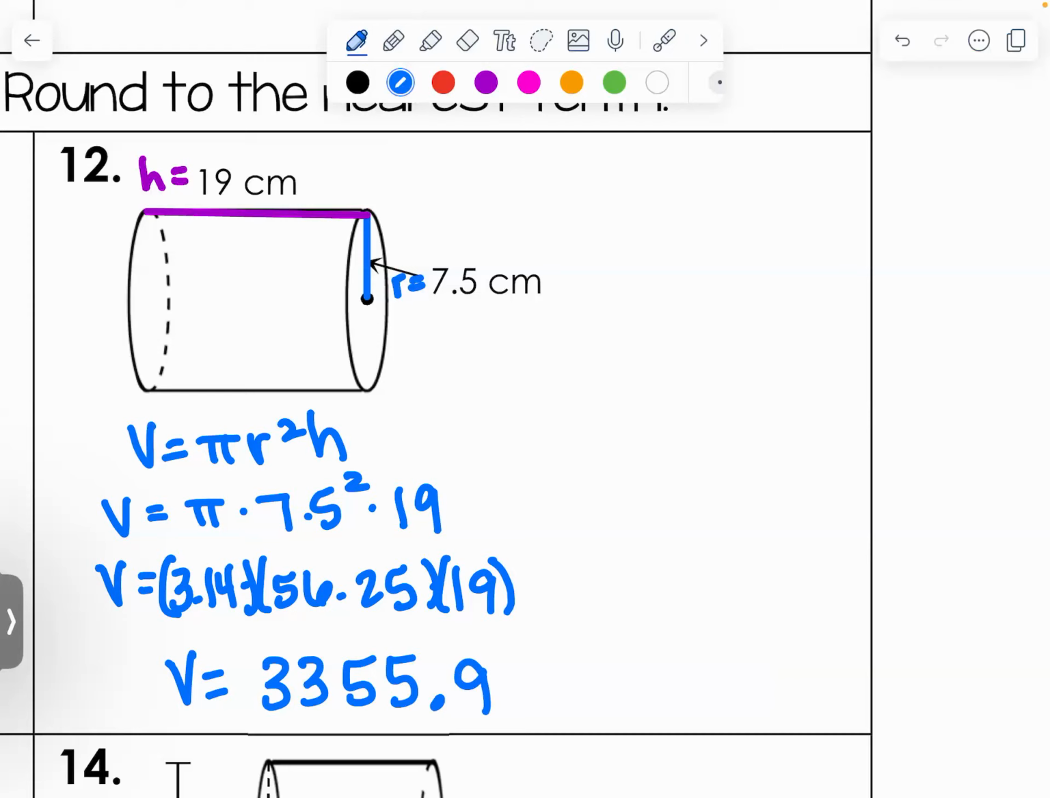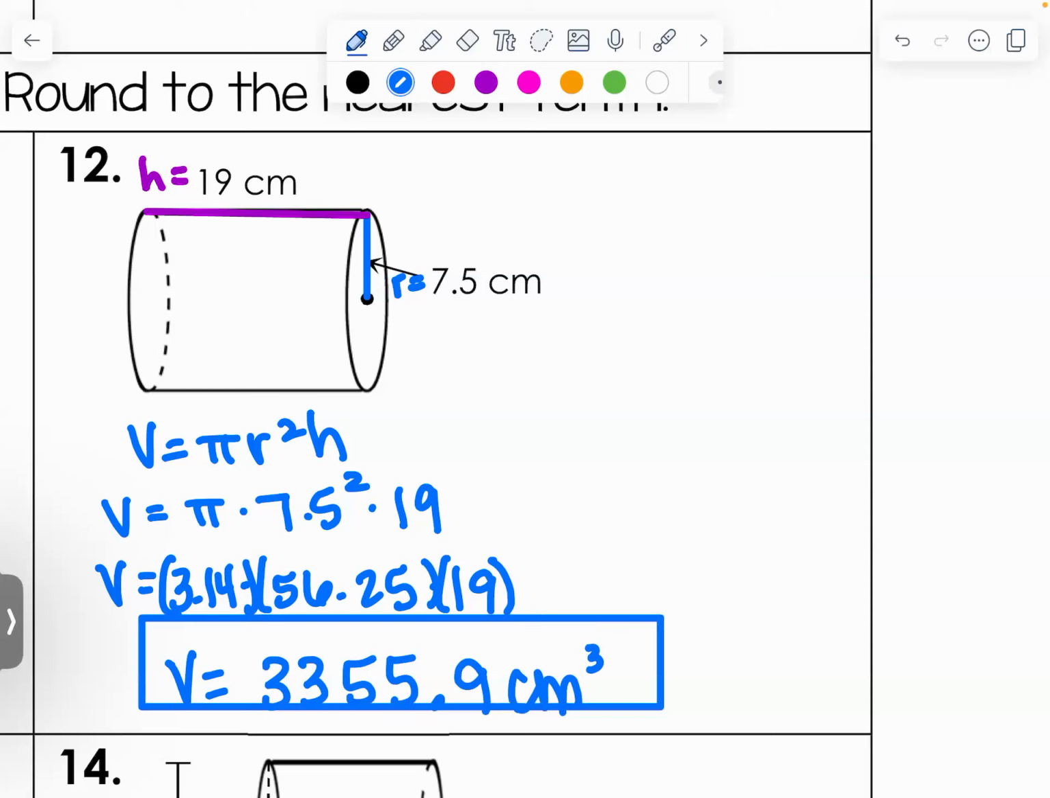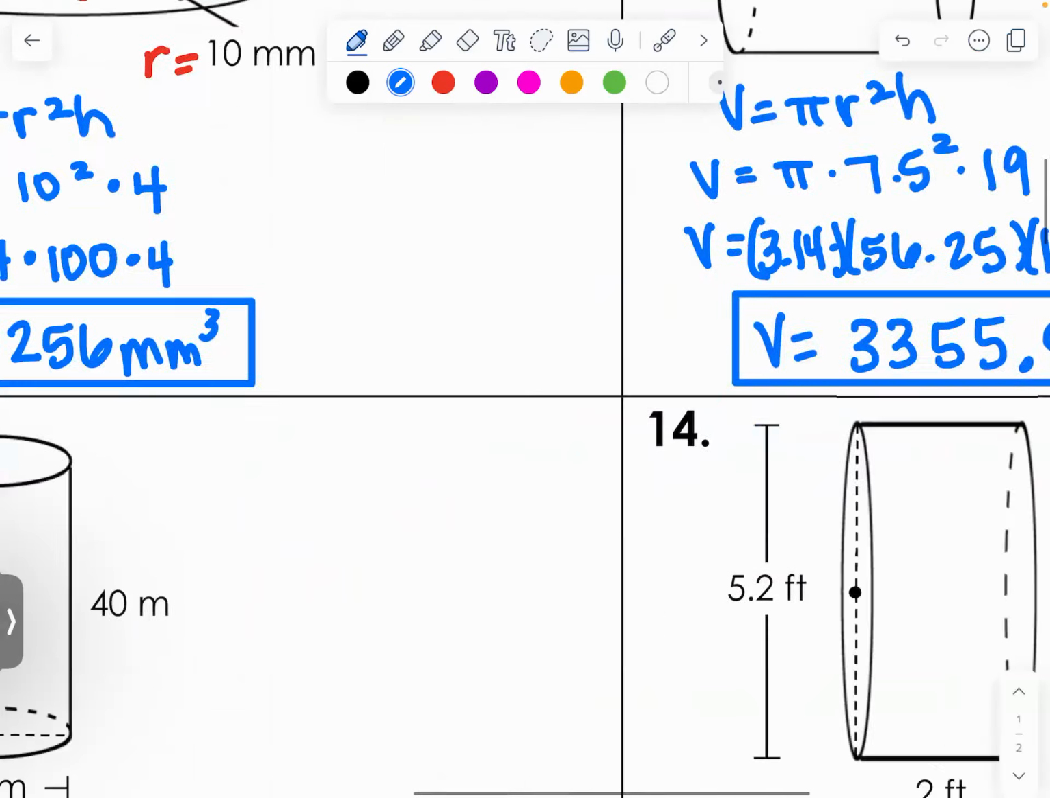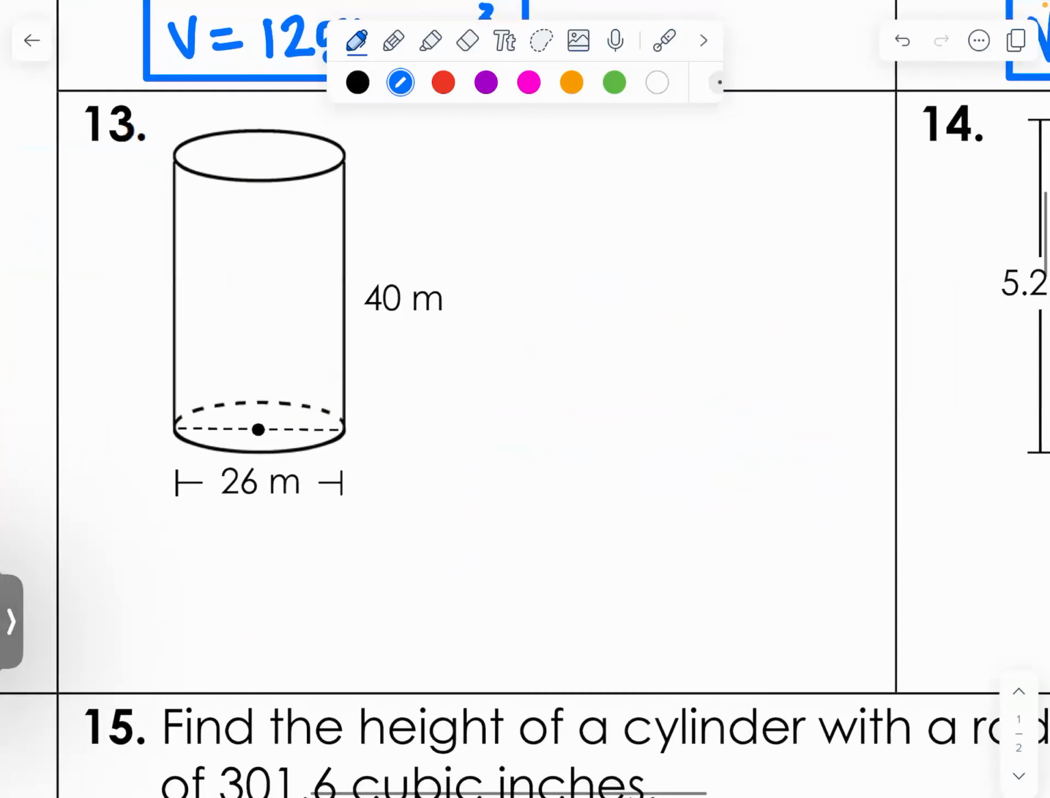Cash, what would our label be right here? Cubed. Yep, we're doing volumes. We've got to do centimeters cubed. Okay. Yeah, okay, good. All right, now number 13.